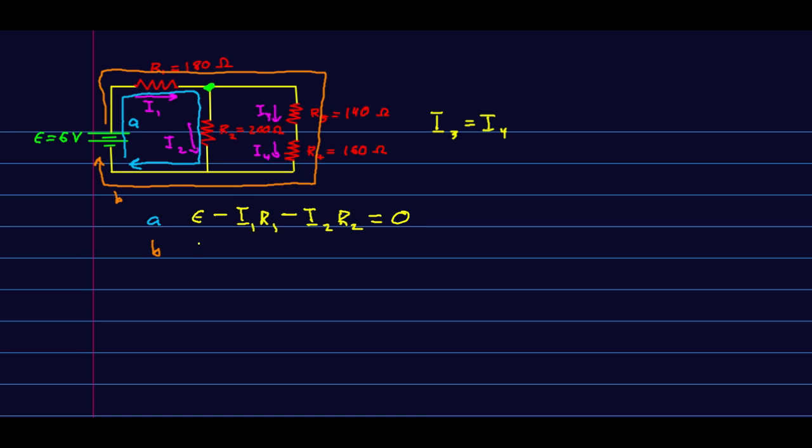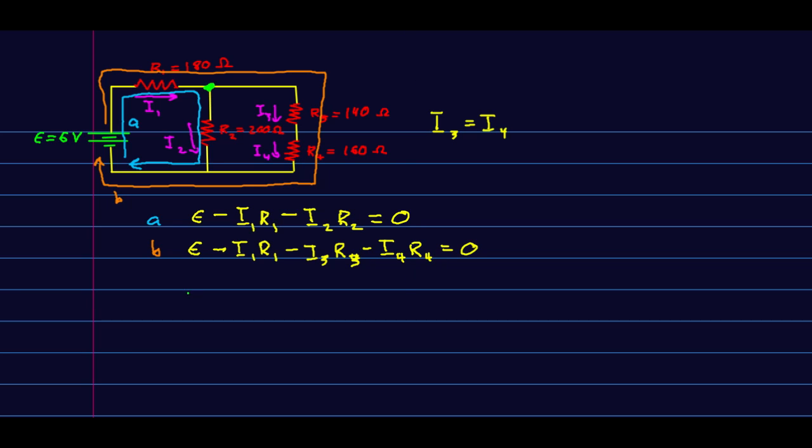And so now for B. Again, I go through the battery, and so I go up epsilon. Then again, I go through resistor 1 with the current. But now I go through each of resistors 3 and 4, again going in the direction of the current. And so there we go.